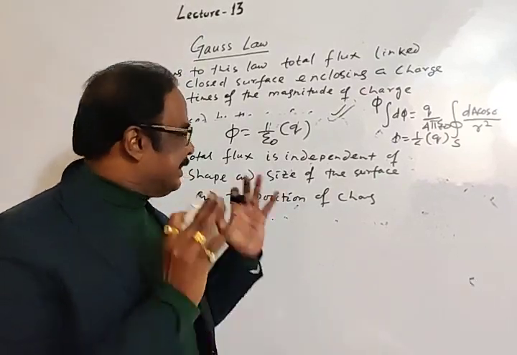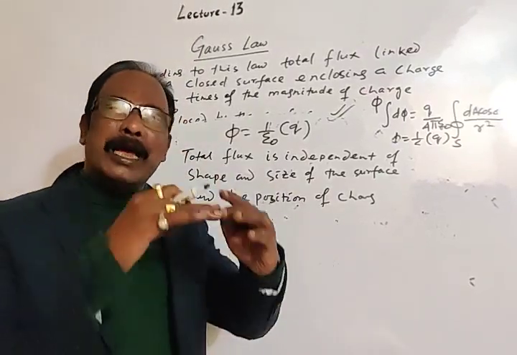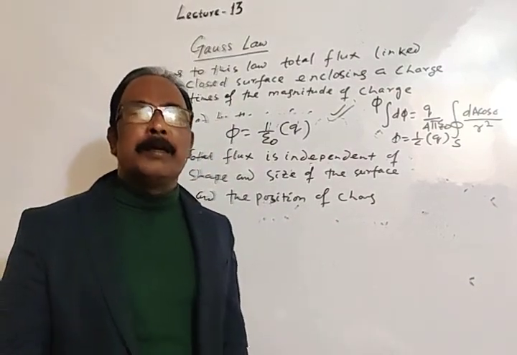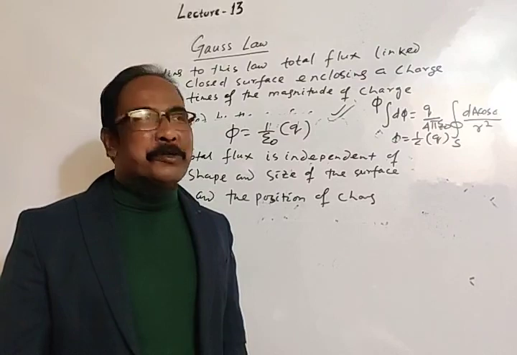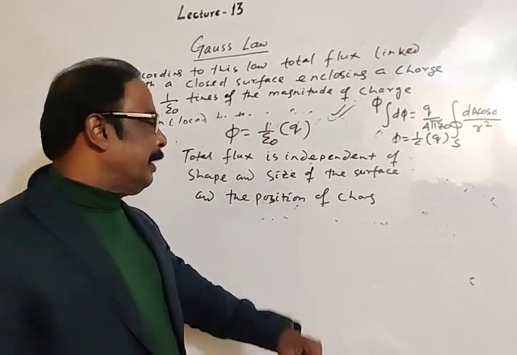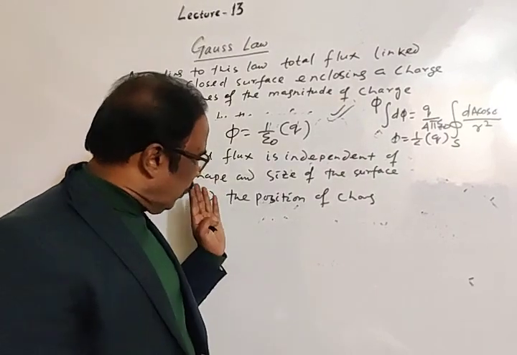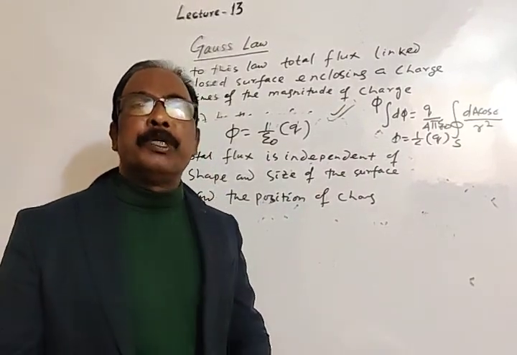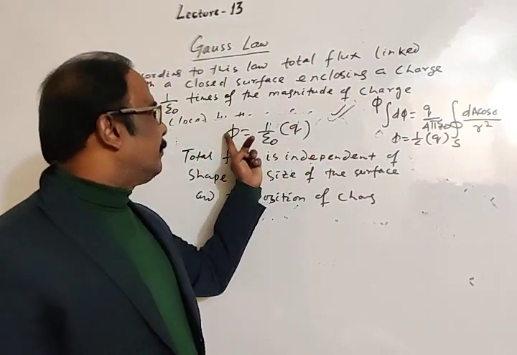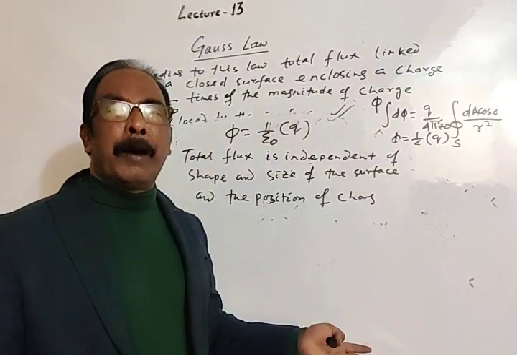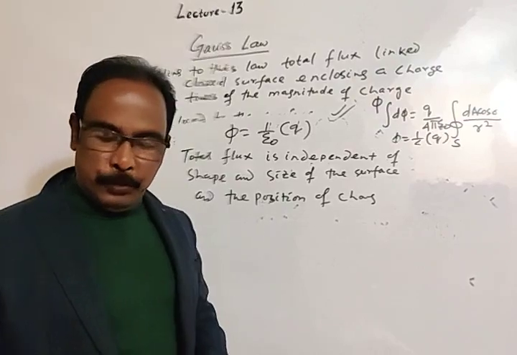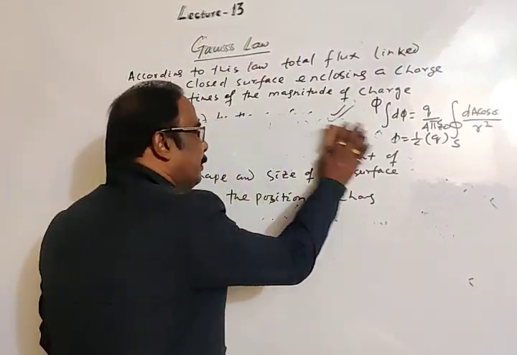Total flux is independent of shape and size of the surface, whatever be the shape and size. As we have discussed, the shape may be square, spherical, cubical, or any irregular shape. Total flux is independent of the shape of the surface and also independent of the position of the charge. Total flux is always constant. If charge is Q, then total flux is Q divided by epsilon naught, or 1 by epsilon naught times the charge enclosed. Next important point.